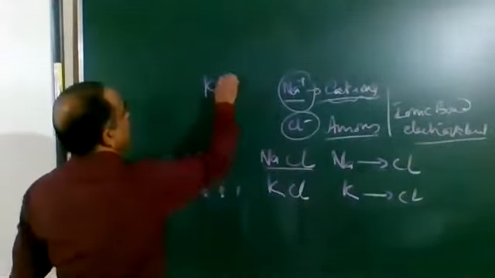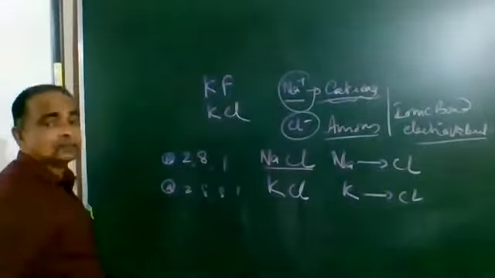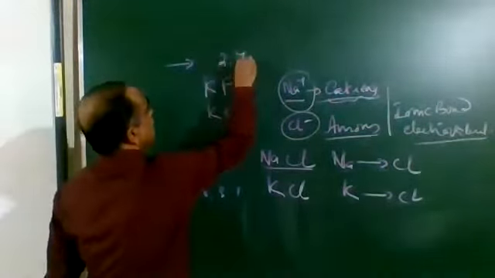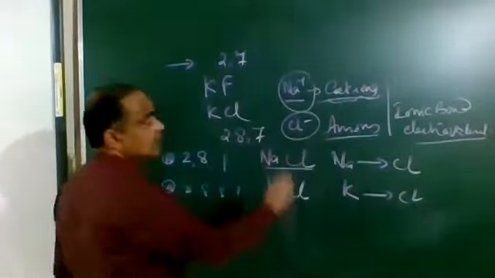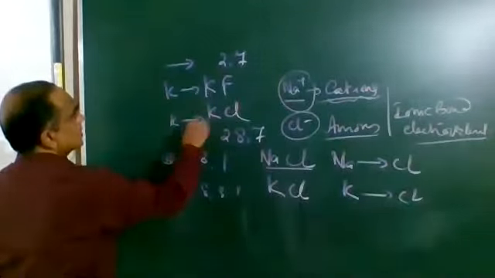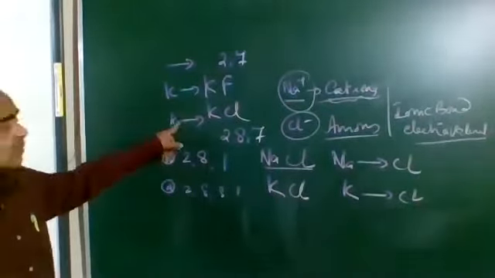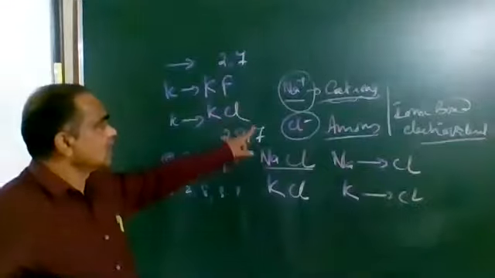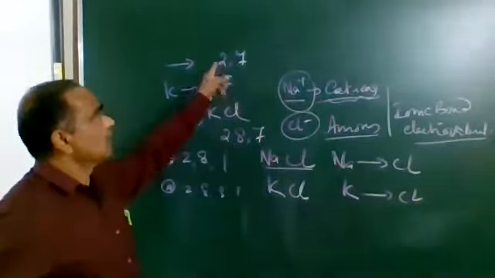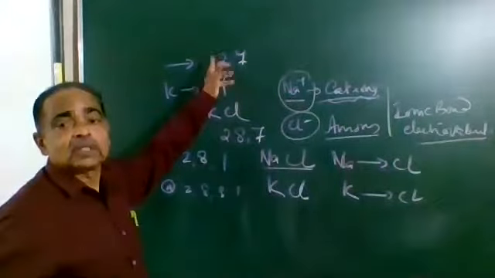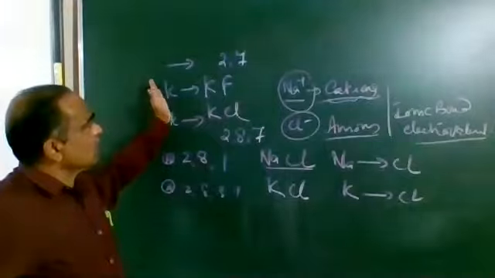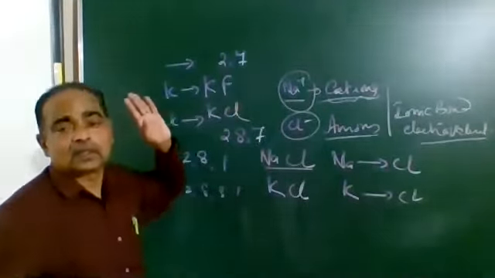Similarly, consider potassium fluoride and potassium chloride. In both, one electron is to be lost, and fluorine is 2, 7 and chlorine is 2, 8, 7. So both pairs have one electron transferred. Potassium is transferring its electron here, and here also. But as far as chlorine is concerned, its valence shell is farther from the nucleus, so the nucleus exerts less force of attraction on the incoming electron, whereas fluorine can attract the electron with much more force, much more easily. Therefore, the formation of potassium fluoride is faster than that of potassium chloride.